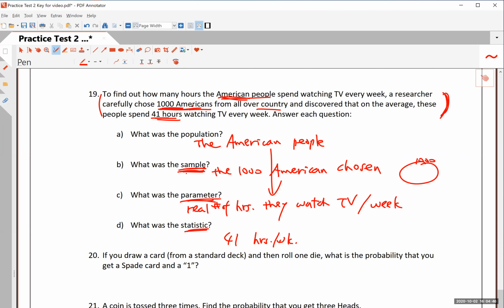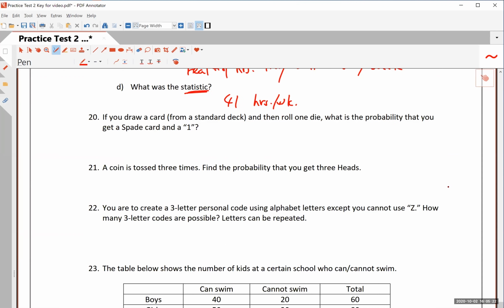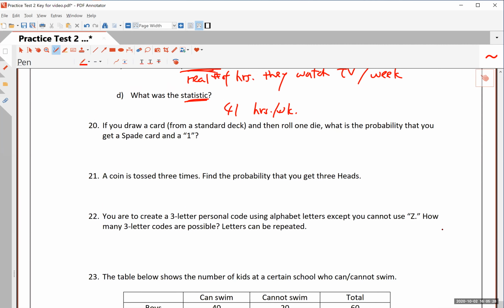All right, so I realize that this is not just organized in terms of chapters, because now we are about to go back to a question from chapter 4, the probability chapter, but that's okay. You draw a card and then you roll a die. What is the probability that you get a spade and a 1, right? So remember, these are called independent events because the die roll is not influenced in any way by a draw of the card.